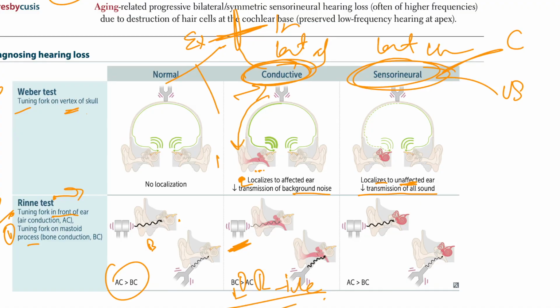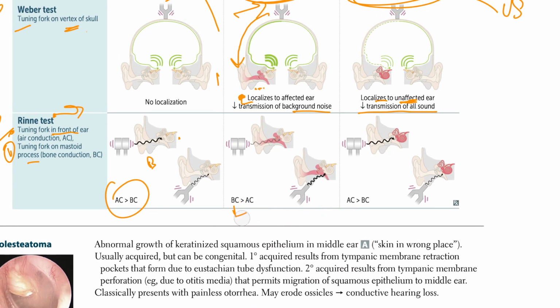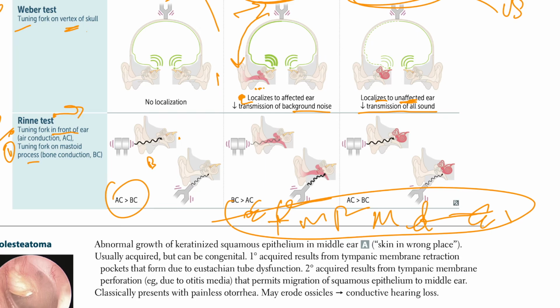Okay, and that is what we have. And conduction problem, again, it's going to be something like a blockade. Let me write here the examples. For example, you have external ear obstruction, tympanic membrane perforation, middle ear fluid, ossicle fixation, eustachian tube blockade. All of these are the conduction problems.